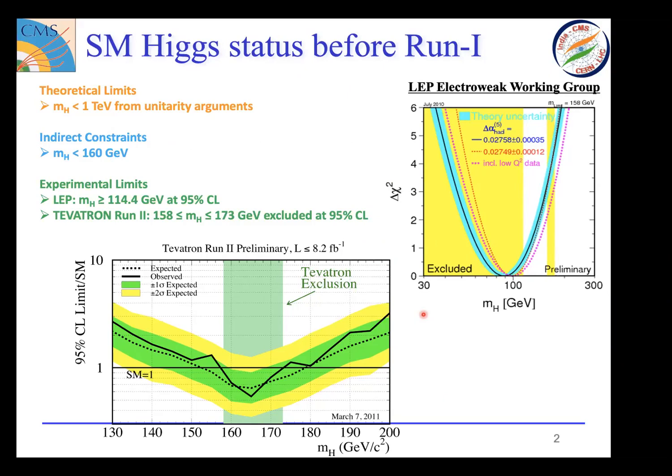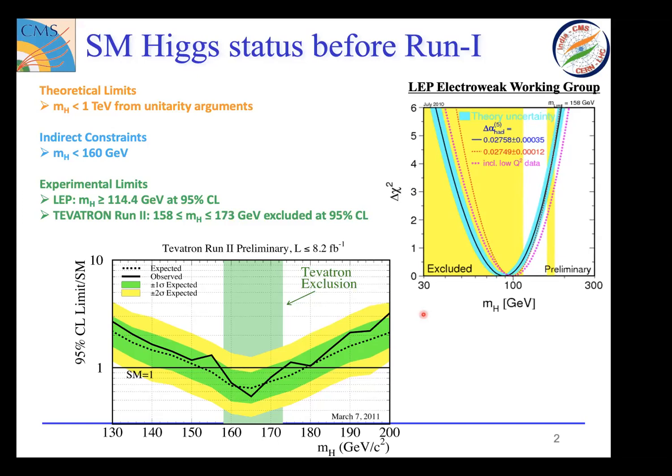So let's try to figure out what the standard model Higgs boson status was before Run1, which was just starting. There were theoretical limits on the mass of the Higgs. Remember, this is the free parameter of the theory. There were limits from the unitarity arguments. And then, of course, there were theory limits also from the vacuum stability and the triviality ones.